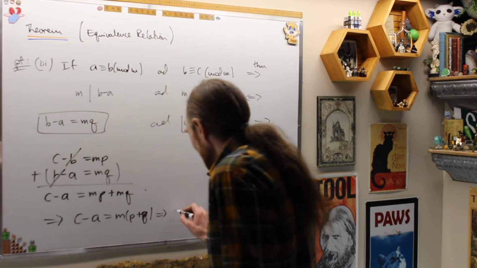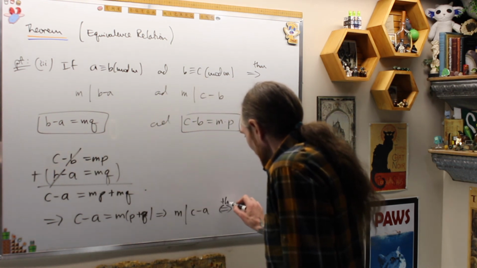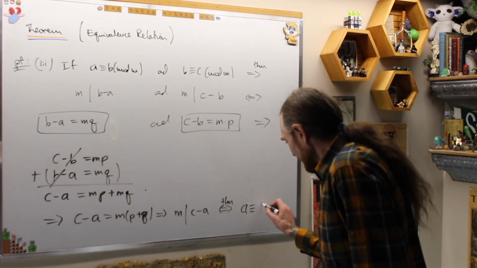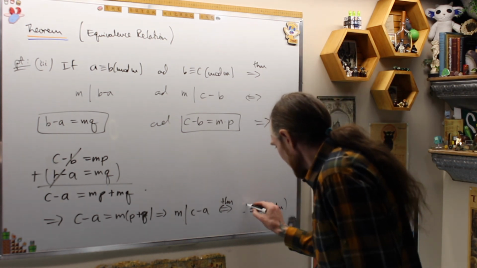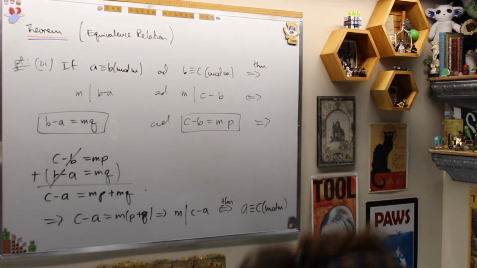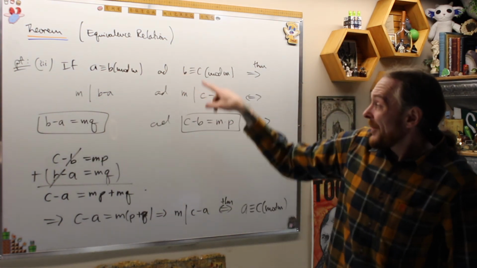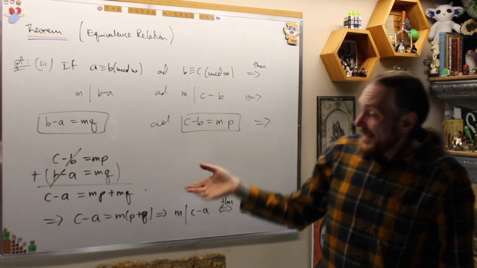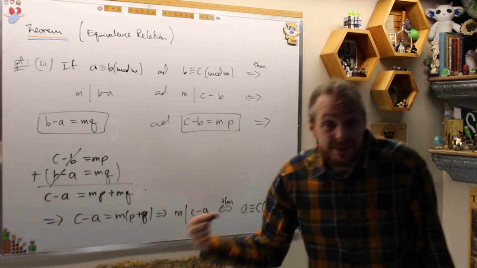And what that says is M divides C minus A, and that's if and only if, from our theorem again, that A is congruent to C mod M. So if A is congruent to B mod M and B is congruent to C mod M, then we have that A is congruent to C mod M, so we do have transitivity.